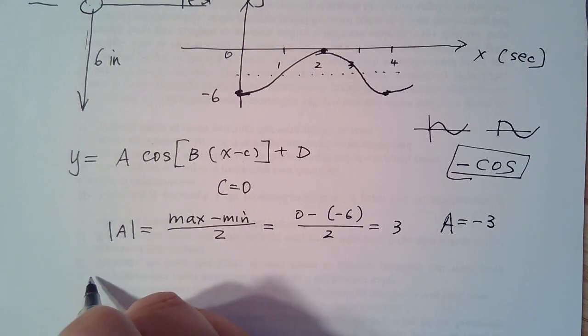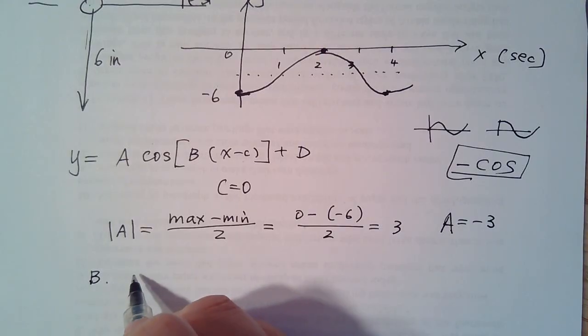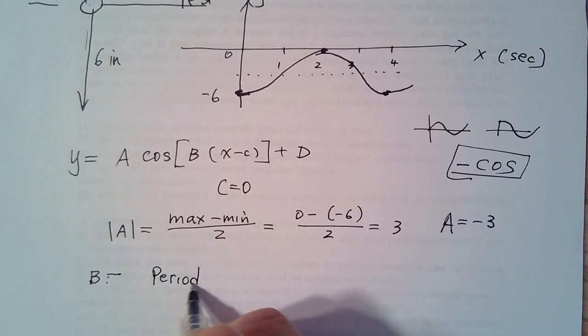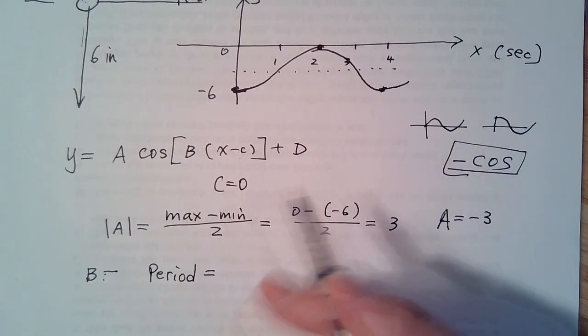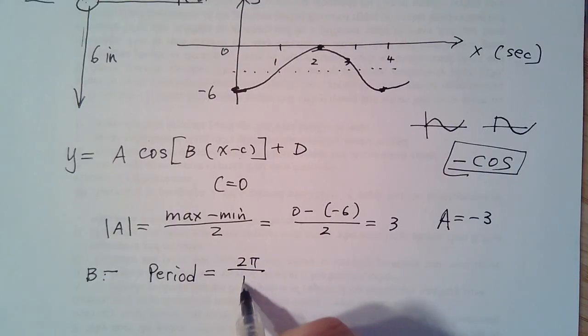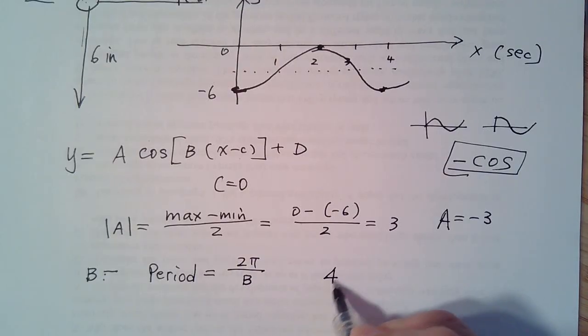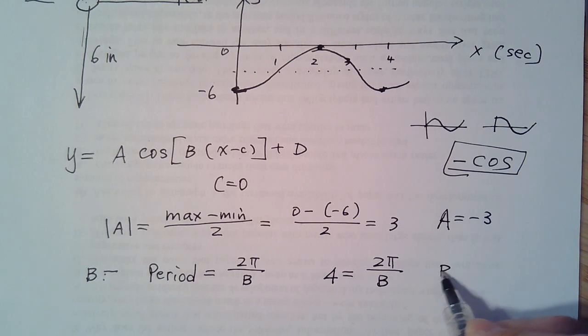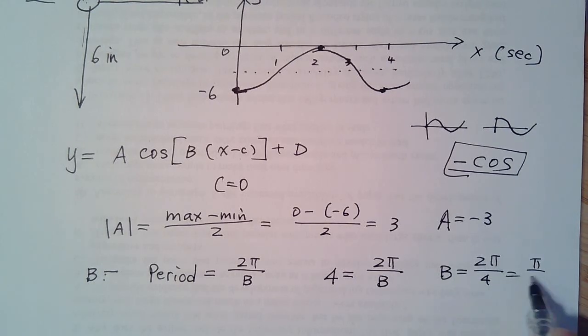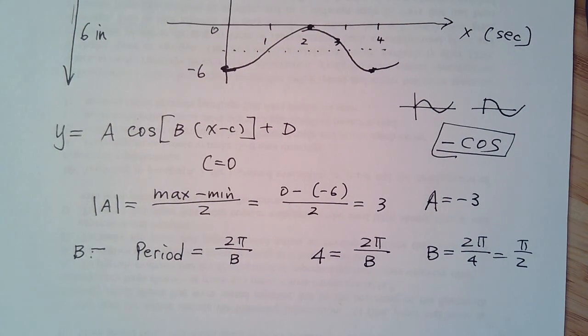All right. And I'm looking for B now. The period of the parent function cosine is 2 pi divided by b. But I know the period because the period is 4 seconds. So which means 4 equals 2 pi over b. And you multiply by b divided by 4. So your b is going to be 2 pi over 4 or pi over 2. So that's your b. I got an A, I got a B.